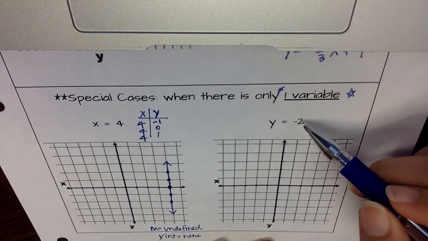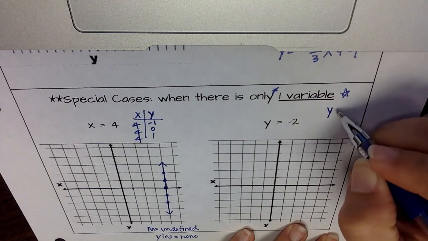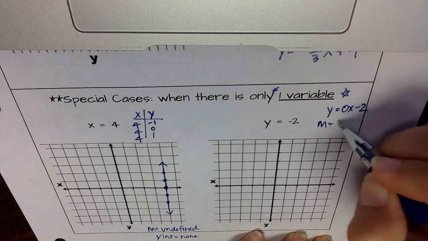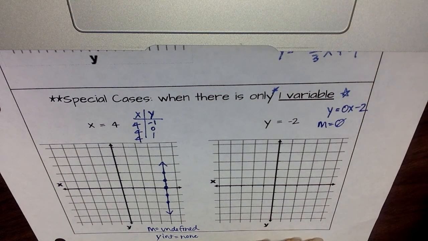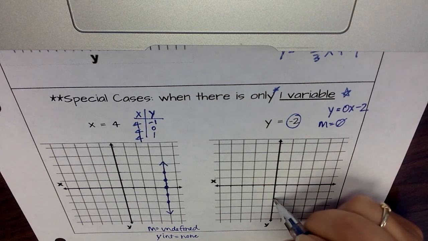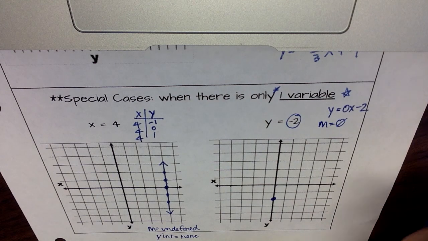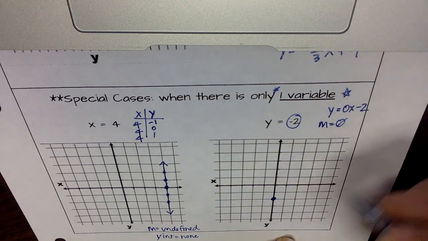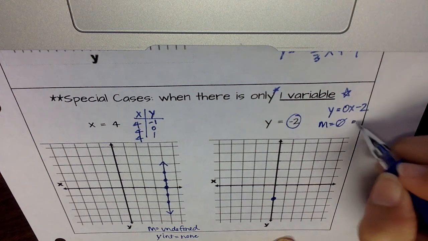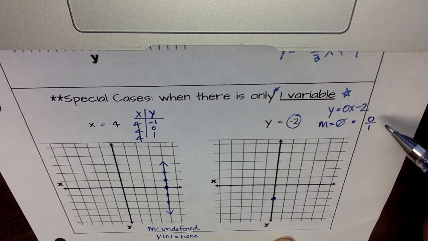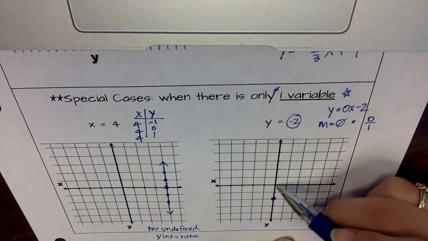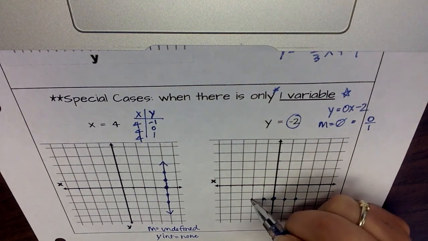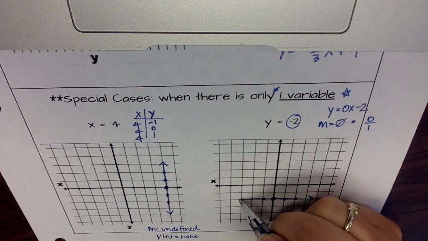On the flip side, if you have y only, this could also be written as y equals 0x minus 2. And we can see that the slope is 0. The slope is 0, the y-intercept is negative 2. And if the slope is 0, that means we don't count rise up or down. So it would be like 0 over 1. Because remember, I told you if it's a whole number, you can put it over 1. So we're not rising any, and we're going over 1. We're not going up or down, so we're going over 1. And you can see that this would make a horizontal line.